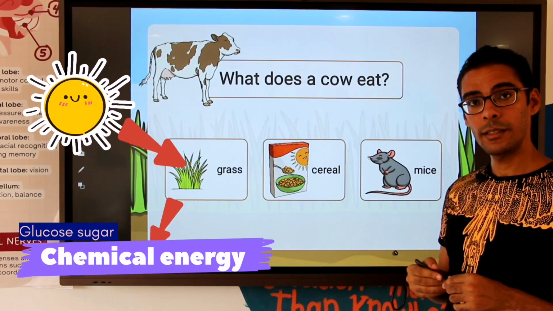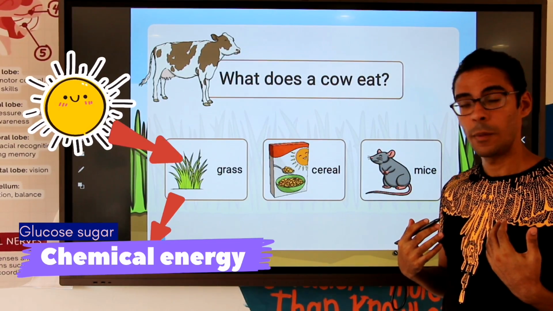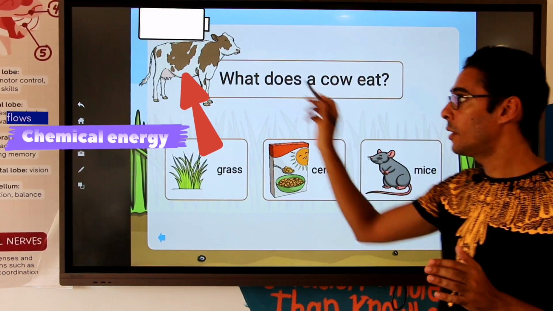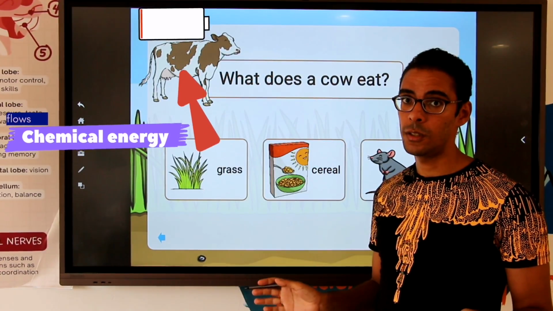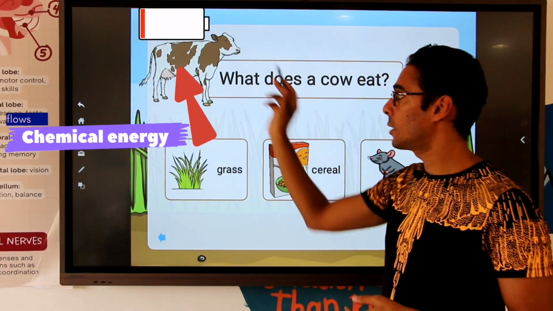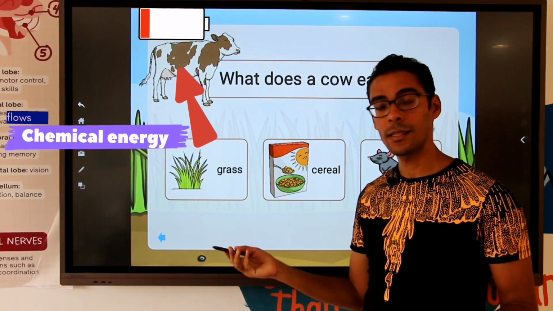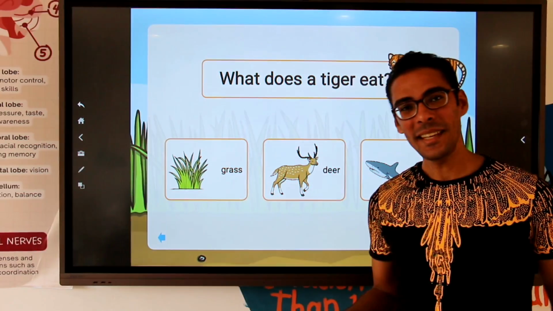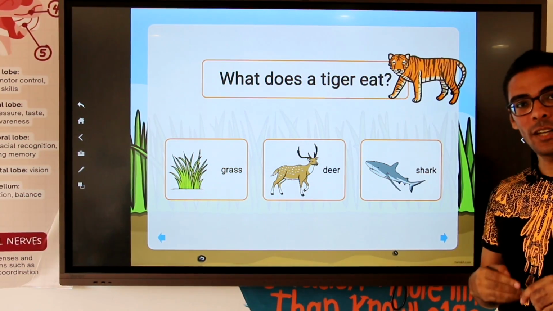The other living organisms need to get their energy, but they cannot do the photosynthesis process. And somehow they need to get their energy by eating something. So the cow eats the grass to get the energy. So that's the correct answer. The next example that I have for you here is the tiger.